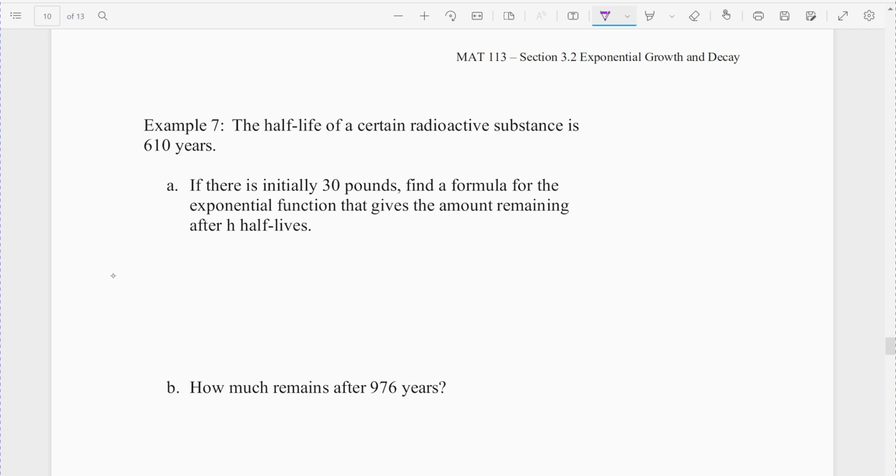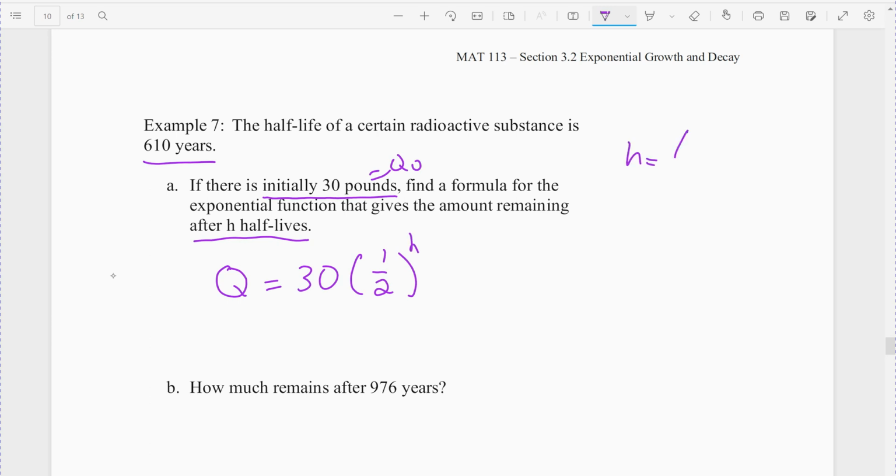All right, so there's initially 30 pounds. Find the formula for the exponential function that gives the amount remaining after h half-lives. So quantity equals our initial amount, which was, again, our initial amount. It's a half-life, so it's 1/2 raised to the h. Remember, h equals our time, in this case years into the future, divided by 610. All right, so how much remains after 976 years?